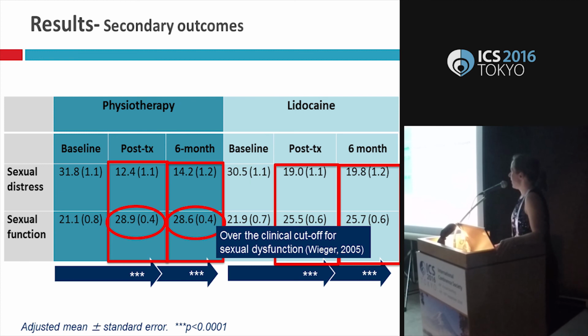What about the sexual function and sexual distress? Both treatments resulted in significant changes in sexual function, so improvement in sexual function and reduction in sexual distress. But again, physiotherapy was found to be more effective at post-treatment and at 6 months. And another thing that is interesting is if we look at the physio, the mean after treatment was higher than the cutoff of 26.5 for sexual dysfunction. So it seems that physio helped women fall in the category without sexual dysfunction. And this was not the case for lidocaine.